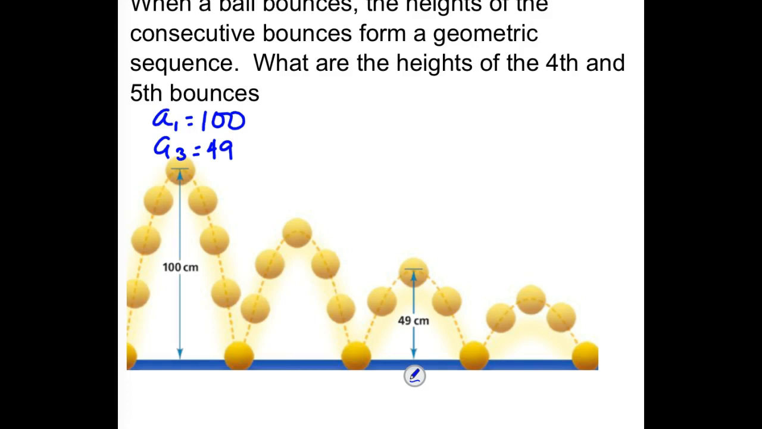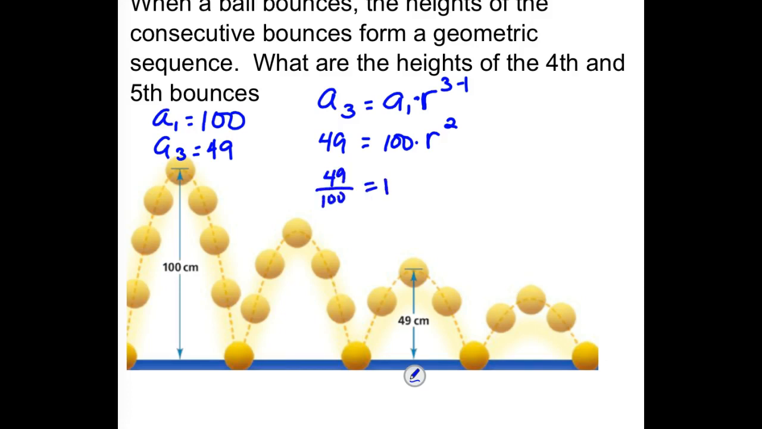All right. Do you agree with that setup? The third term is found by taking the first term times r to the 3 minus 1 power. All right. Third term is 49. First term was 100. We're multiplying it by r squared. What would we do? All right. So now I have 49 divided by 100 equaling r squared.